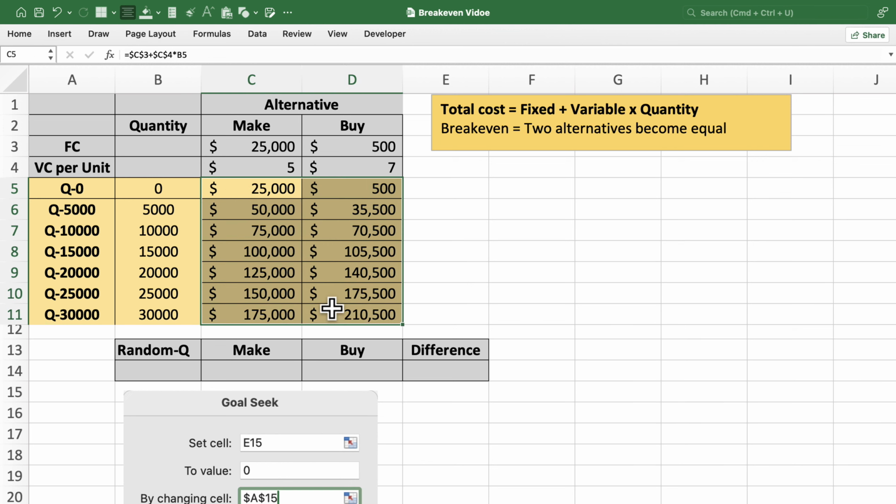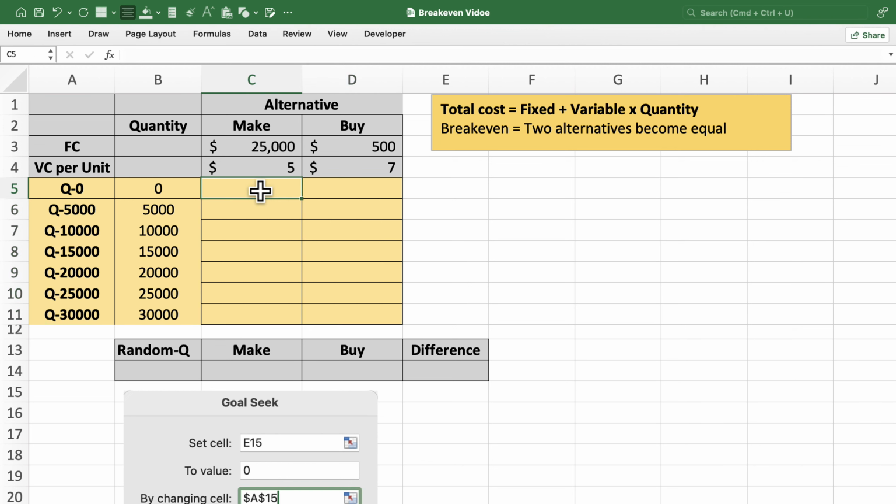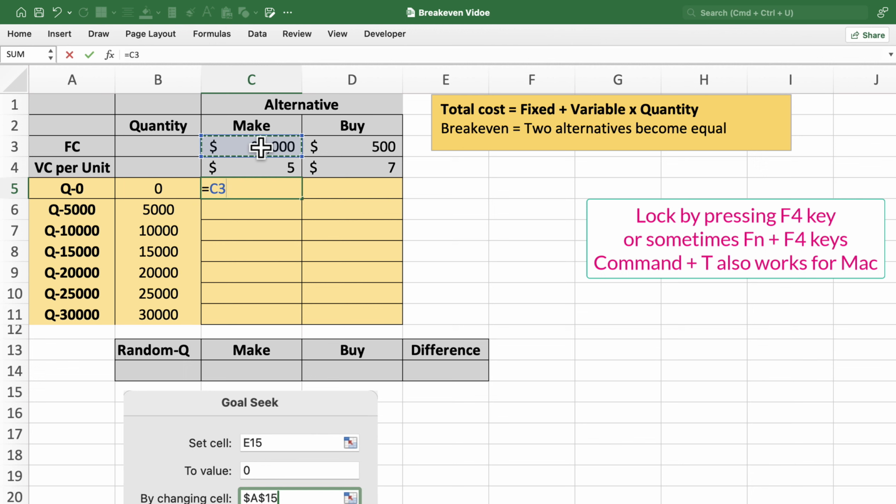Now in the next step we will calculate total cost, and the formula for total cost is fixed cost, and I will lock it because in the next step I want to copy the same formula to other cells. So I will lock it by pressing the F4 key, plus unit cost. Again I will lock it and multiply it by quantity. So in this case I am assuming quantity is 0. So that becomes our total cost when quantity is 0. And similarly for the buy option, the formula will become fixed cost. I will lock it by pressing F4, plus variable cost per unit, that's 7.